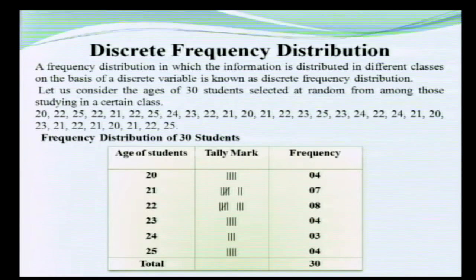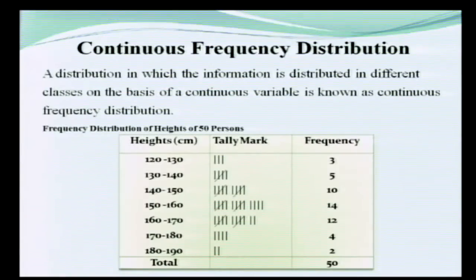If the variable under study is of a discrete form, then the distribution formed on the basis of a discrete variable is known as the discrete frequency distribution. The second one is the continuous frequency distribution. Just like the discrete frequency distribution, if we have the data and we are arranging it in terms of frequency distribution for a variable that is of a continuous kind, then the frequency distribution is known as the continuous frequency distribution.